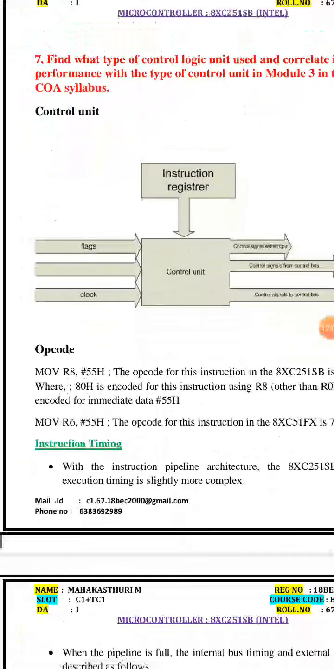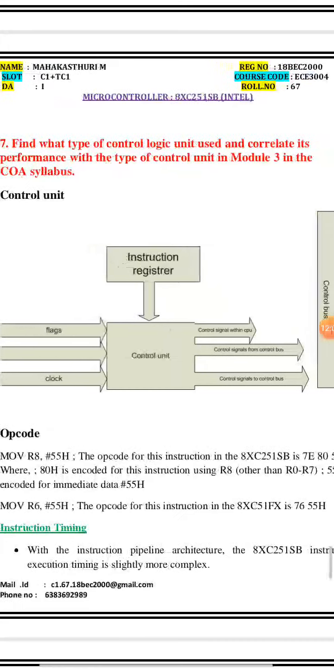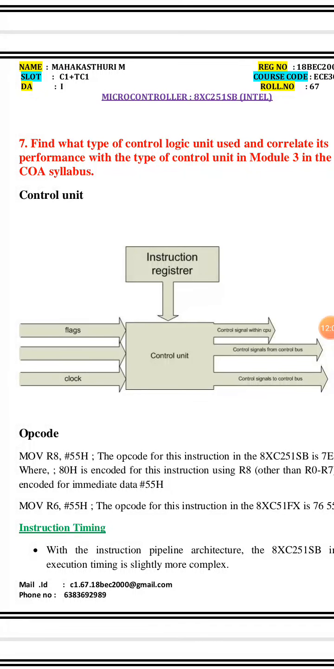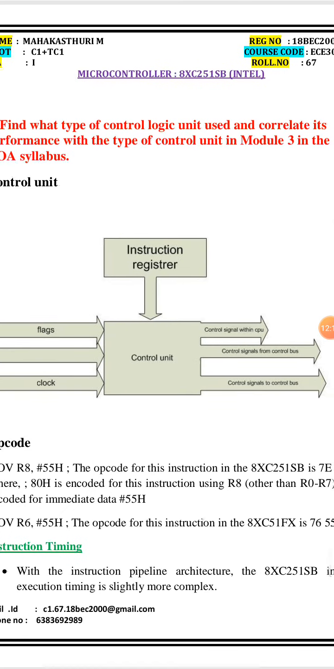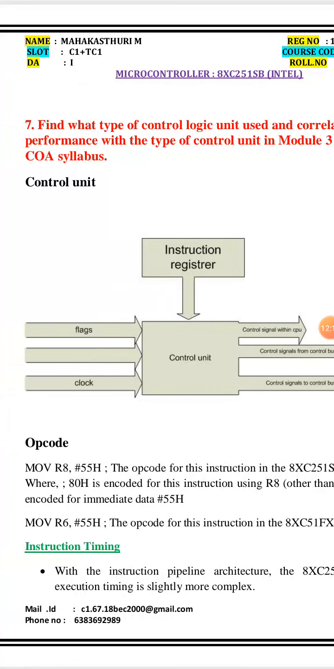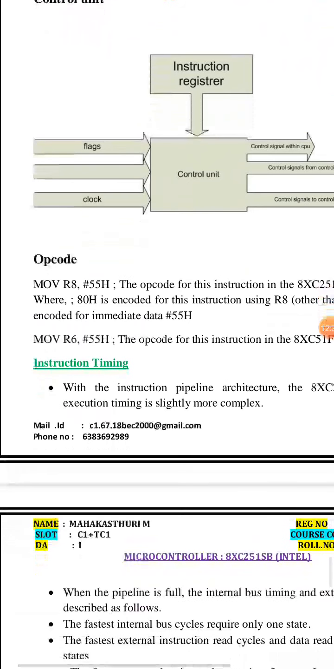The next one is to find what type of control logic unit is used and correlate its performance with the type of control unit in module 3 in the COS syllabus. Here you can see the control unit. The instruction register is contained in the control unit. The flag and clock will be inputs of the control unit. The outputs will be control signals, with the CPU control signals from the control bus and control signals to the control bus. Okay, and then opcode.